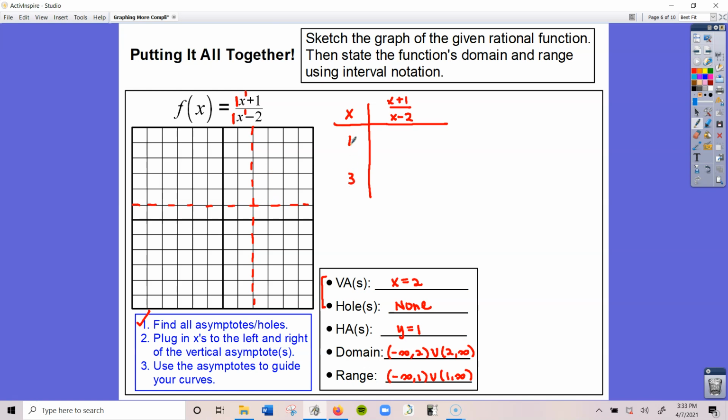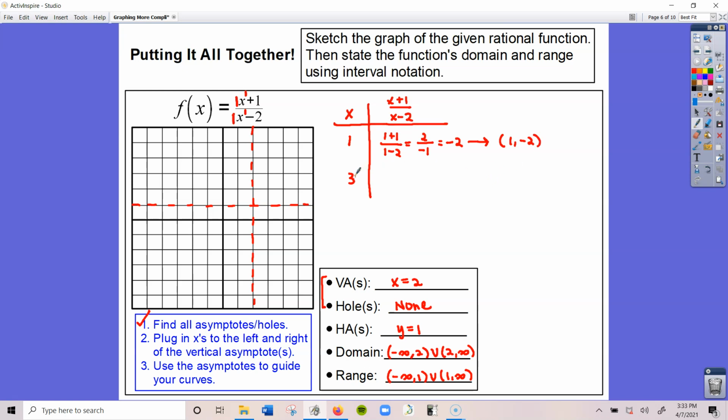So now that I have chosen my two x values, in order to figure out the y values, we're just going to plug it into the equation and work it out. So we have 1 plus 1 divided by 1 minus 2. 1 plus 1 is 2, and 1 minus 2 is -1. 2 divided by -1 is -2. So that means that I have a coordinate at 1, -2.